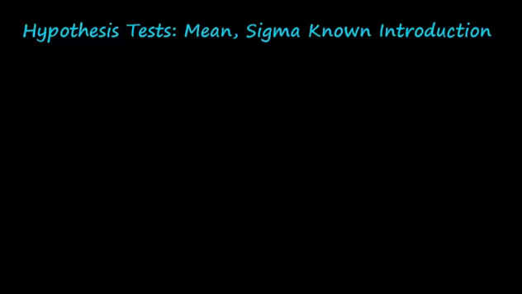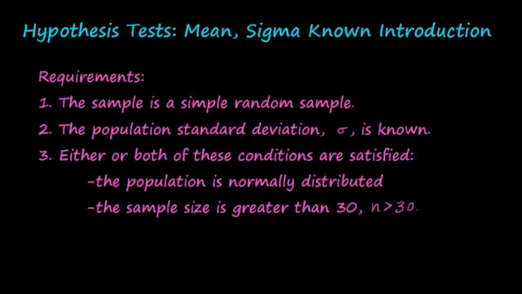Continuing with our procedures for hypothesis testing, we'll go to the mean, where sigma, the population standard deviation, is known. So as with the confidence interval estimates, we have the same requirements. The sample is a simple random sample. The population standard deviation sigma is known, and either or both of these conditions are satisfied. The population is normally distributed, or the sample size is greater than 30. And of course, both of those could be the case.